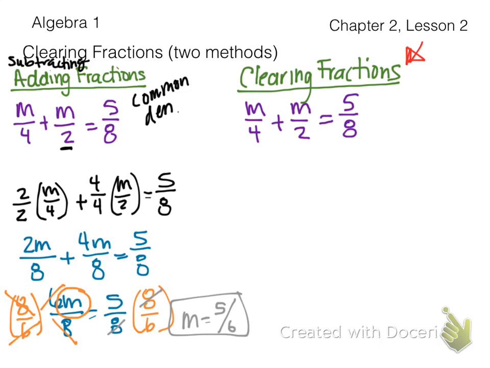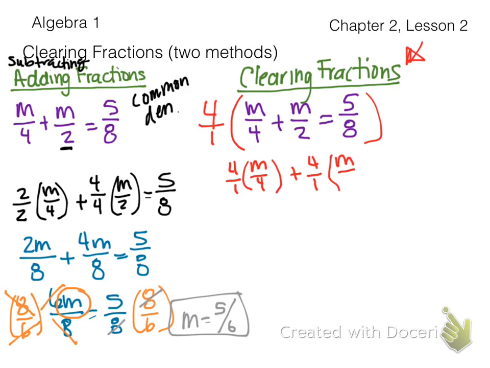And the easiest way to do this is to multiply by the least common multiple of 2, 4, and 8, which is 4. Okay? So I'm going to multiply this whole thing by 4. And since I've got a ton of fractions, it's really like multiplying by 4 over 1. Okay? So we're going to have 4 over 1 times m over 4 plus 4 over 1 times m over 2 equals 4 over 1 times 5 over 8.